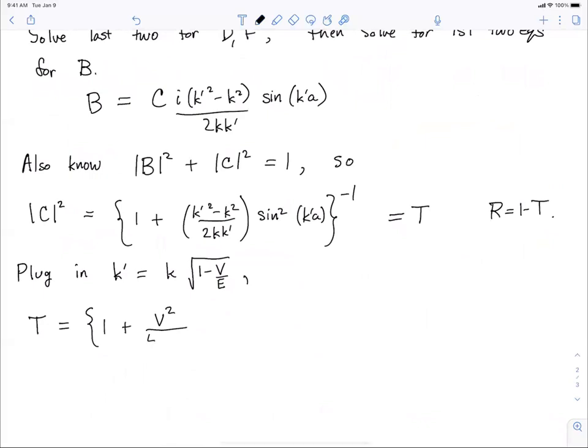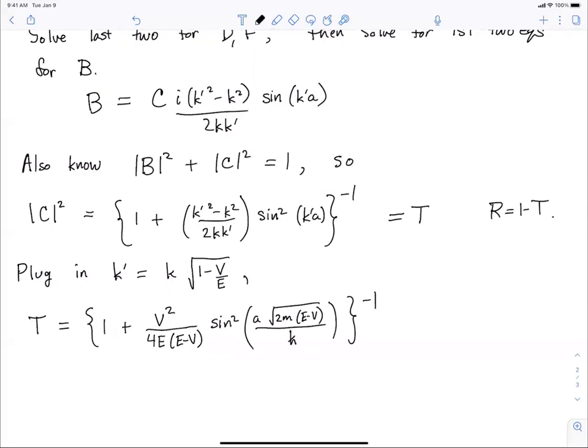Notice all the k's and k primes are just canceling. And we write everything in terms of the energy, the barrier height, and the width of the barrier. So it kind of makes sense that those are the only things the answer should depend on. And that is your transmission coefficient.